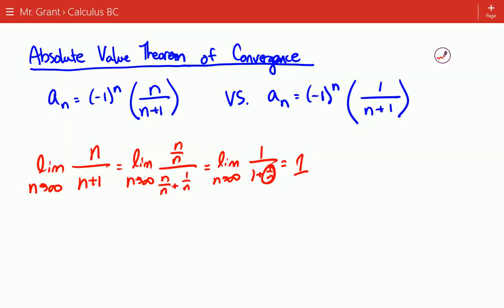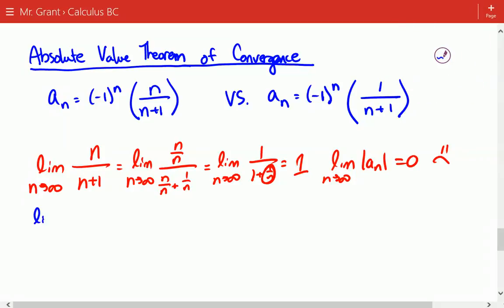So the question you have to ask is, when you took the limit as n went to infinity of the absolute value of the sequence, did it converge to 0? No, it didn't. It converged to 1. It doesn't tell us if the sequence converges. It tells us nothing. We're done. We're sad.